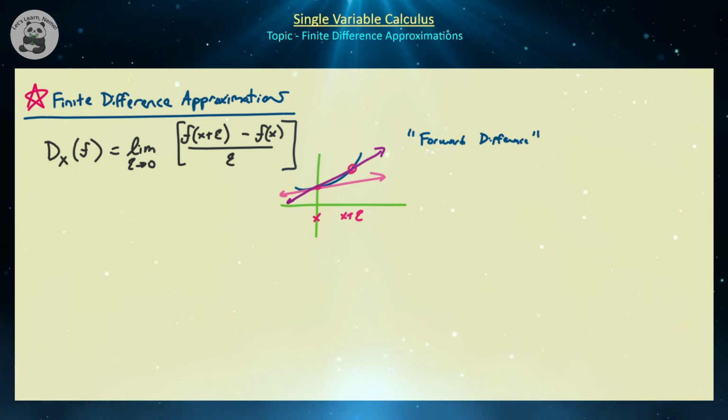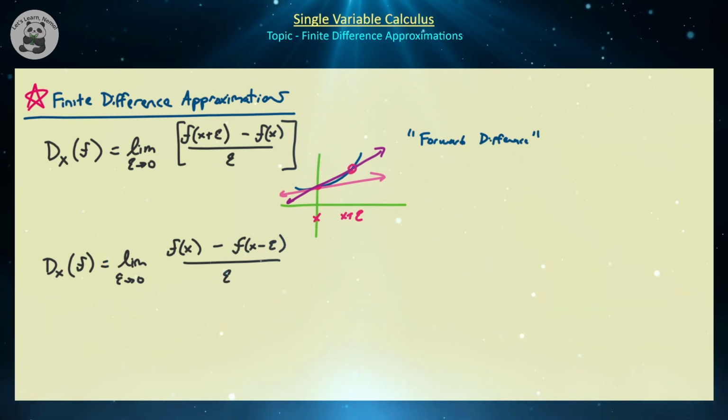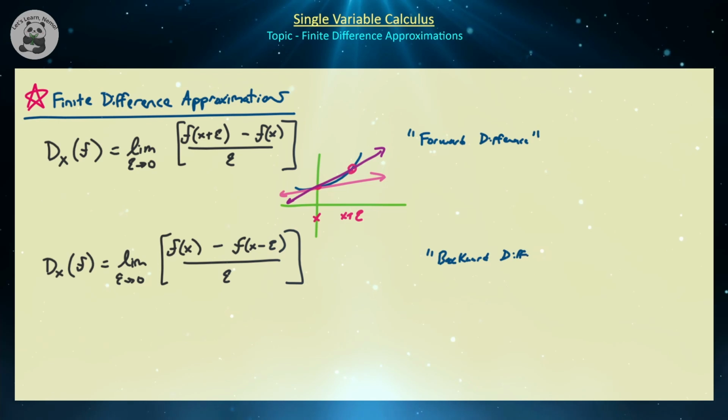So an alternative and equivalent way of finding the derivative of a function is via the limit as epsilon approaches 0 of, and again, you can derive this from the average rate of change formula, just going behind x. So it's going to be f of x minus f of x minus epsilon, divided by epsilon. This representation is known as the backward difference definition of the derivative.